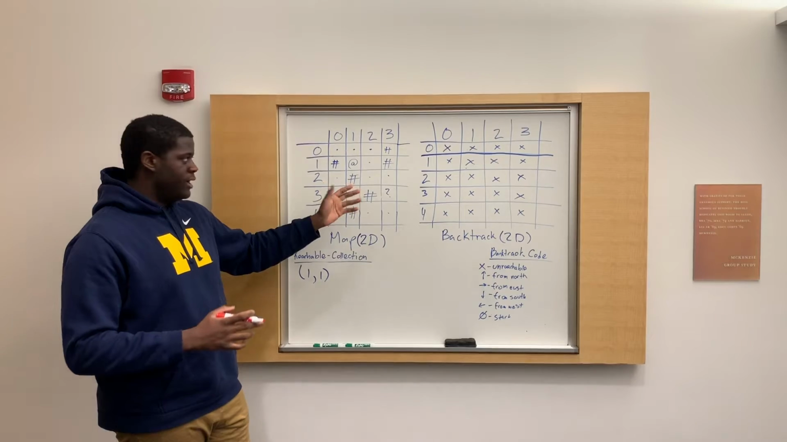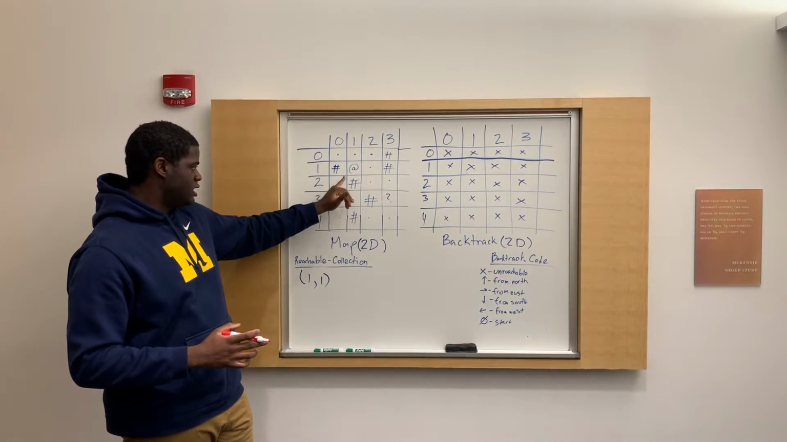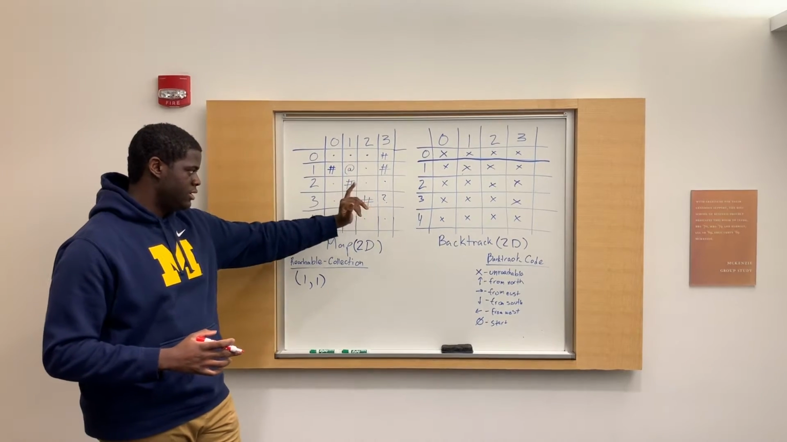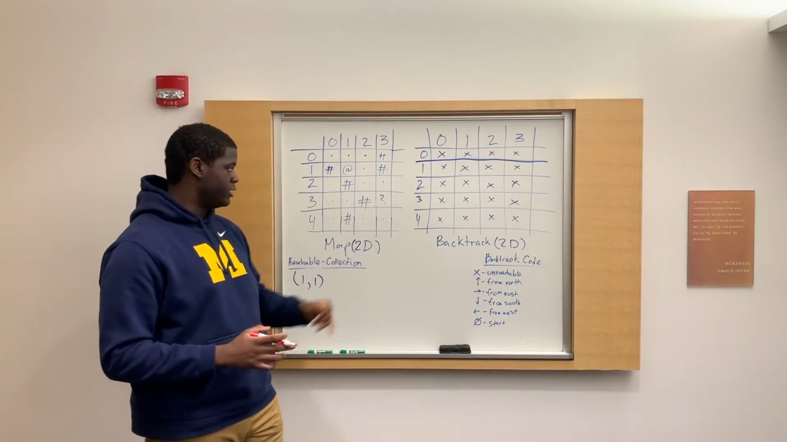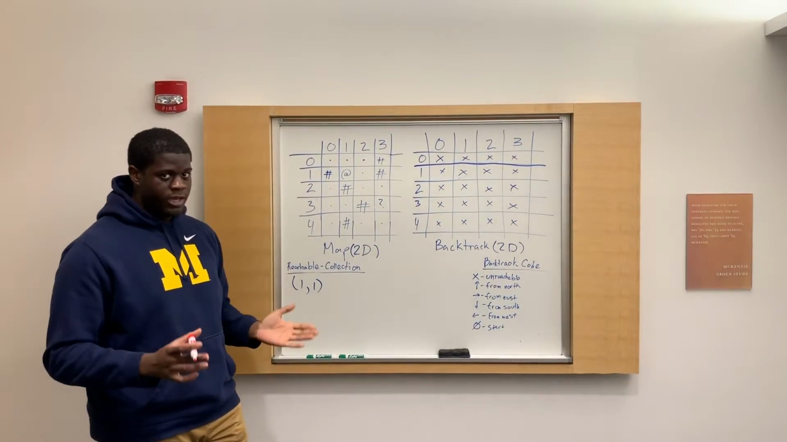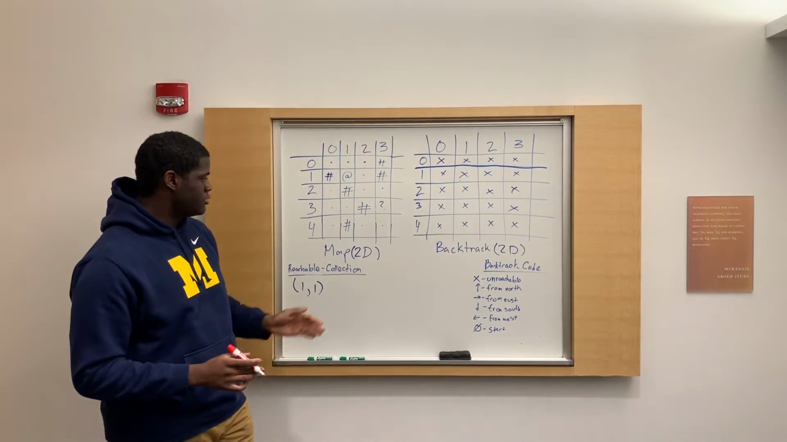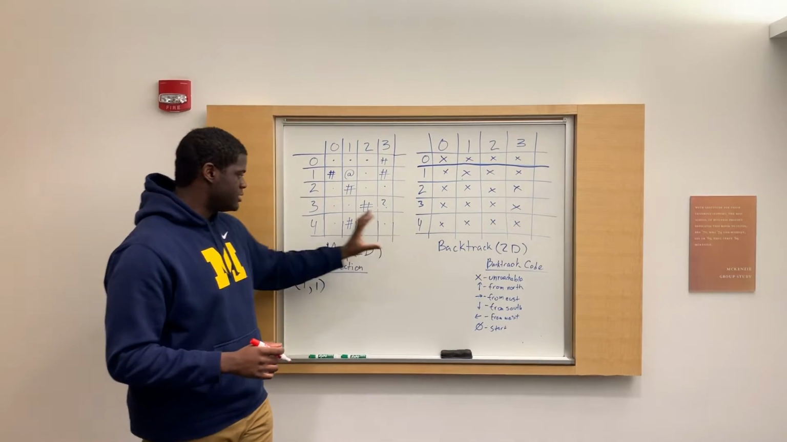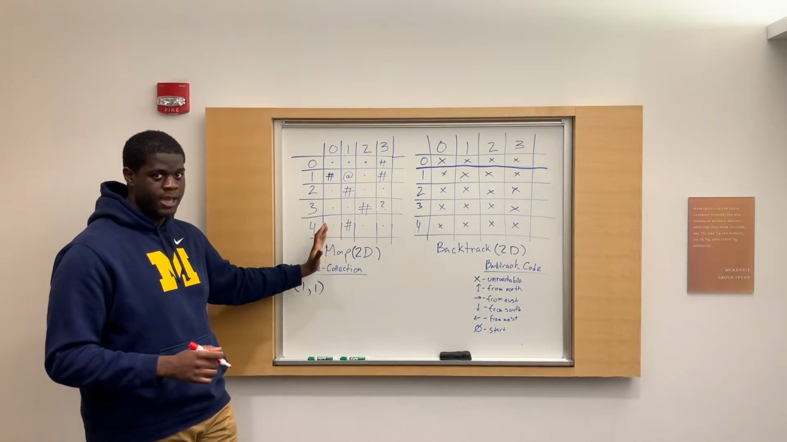I'm using the same format where you have hashtags for walls, periods for open spaces, the asterisk as our starting position, and then the question mark is our target. If we're going to follow the algorithm in the spec, the first thing we're going to do is create our backtracking structure, right? That's going to represent all of the states that we can attain inside our map.